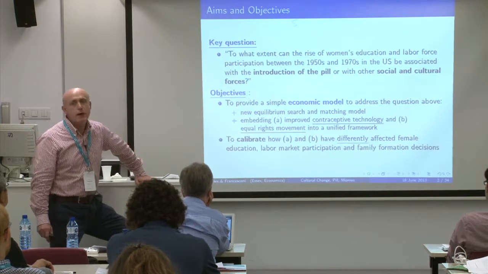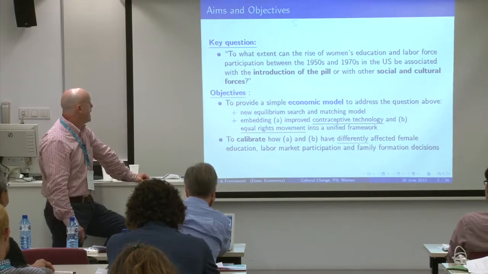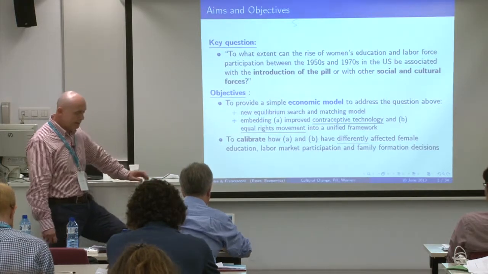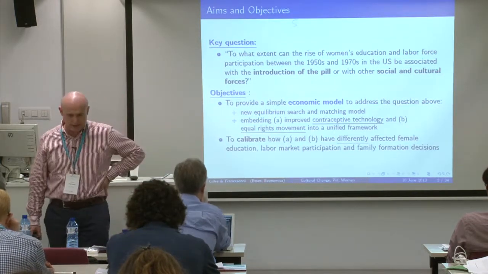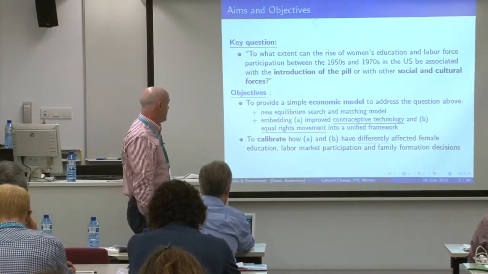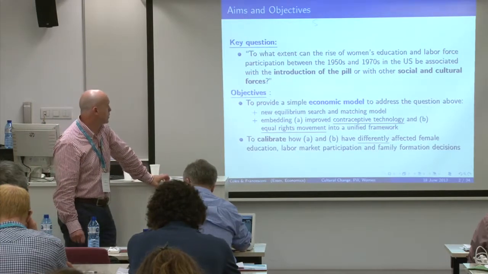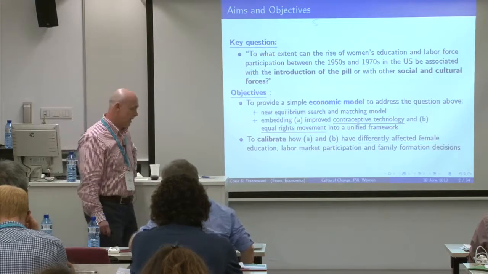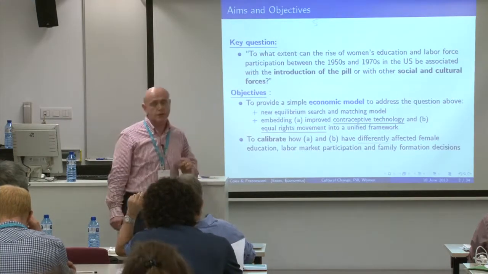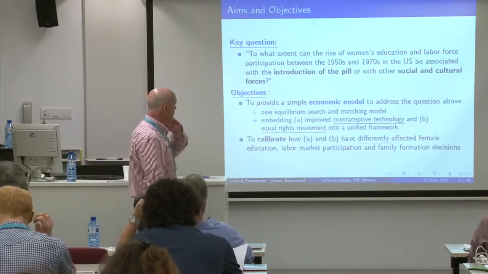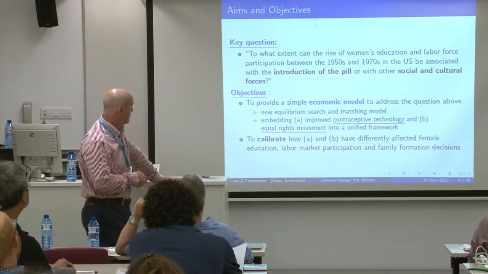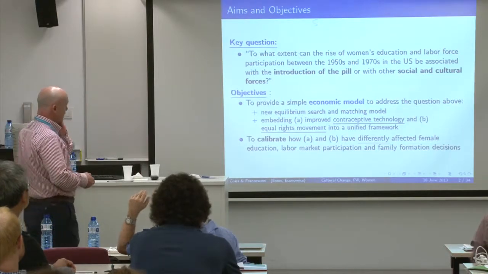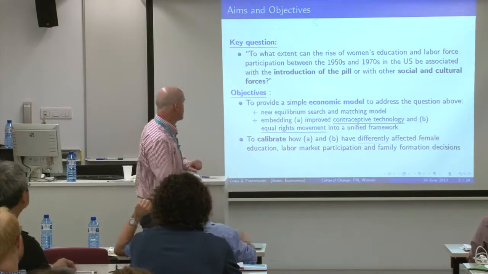In order to address this question, we are trying to provide a simple economic model which allows us to answer these questions, first of all theoretically, and then we'll try to take a little bit of this to the data. That's where we are pretty much short of. The economic model is a new equilibrium search and matching model, and we are embedding within this model both contraception technology as well as the equal rights movement, which is what we have in mind for social and cultural change. As I said, once we have specified the model, we're trying to, calibrate is too much of a word. I am not a calibrator myself, and we are trying just to illustrate some of the properties of the model through some simple calculations.